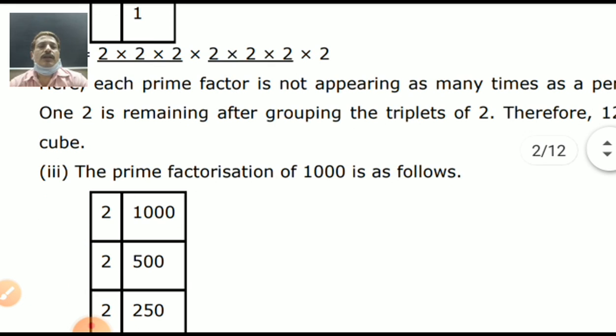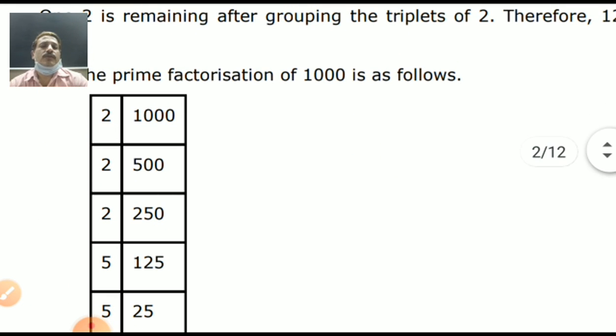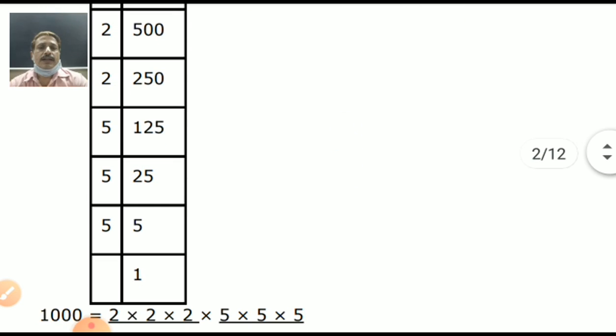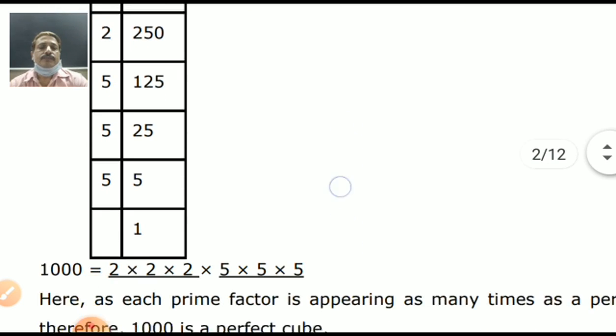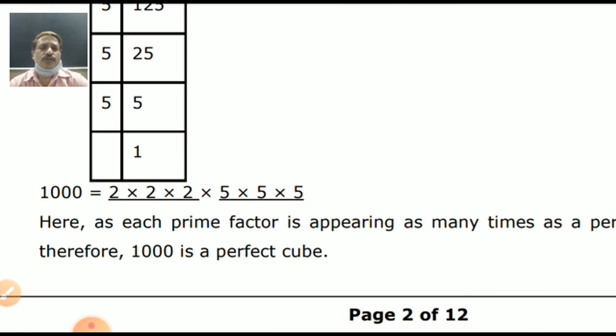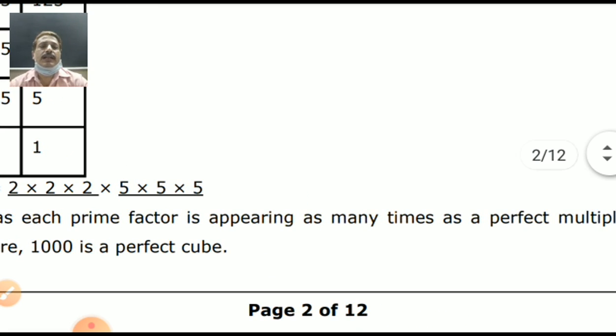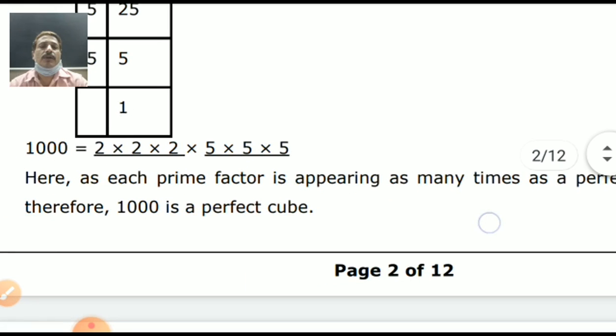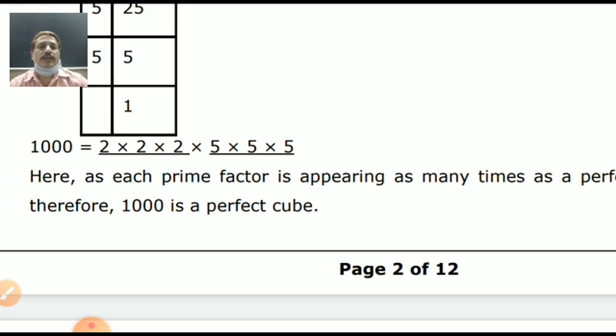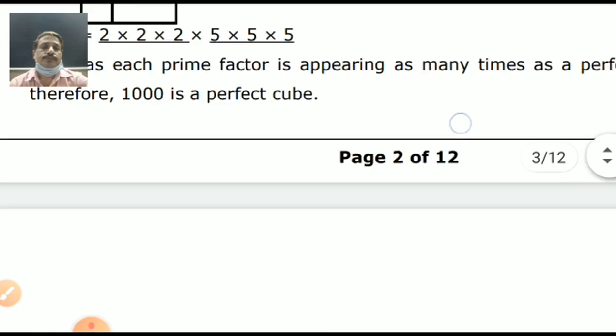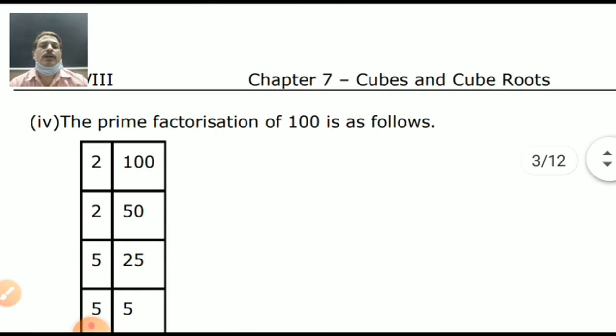Next one, the third one, 1000. Yes, my dear student, 1000 also by the same method. Now you know how to divide it. Now look at the prime factorization of 1000. 1000 is equal to 2 into 2 into 2 multiplied by 5 into 5 into 5. Here, as each prime factor is appearing as many times as a perfect multiple of 3, therefore 1000 is a perfect cube.